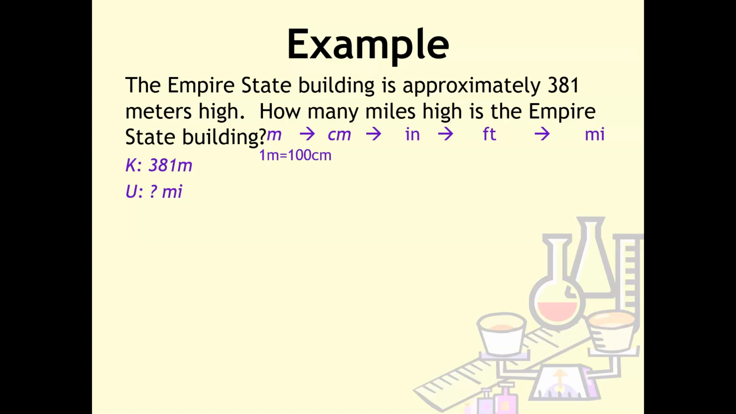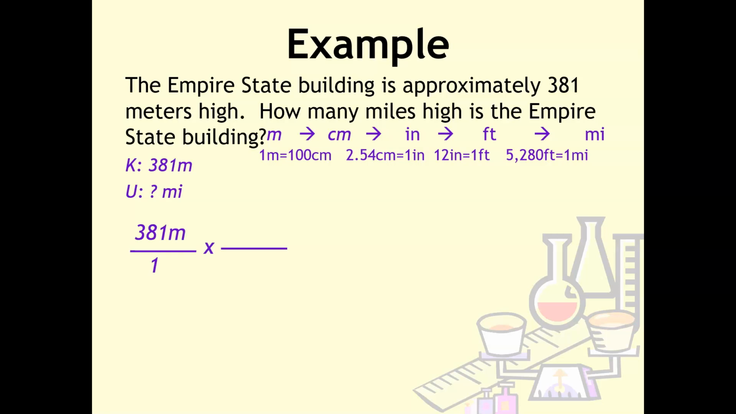But then to go from centimeters to inches, this might be something you have to commit to memory. 2.54 centimeters equals 1 inch. And then there are 12 inches in a foot, and there are 5,280 feet in 1 mile. So now comes the dimensional analysis.